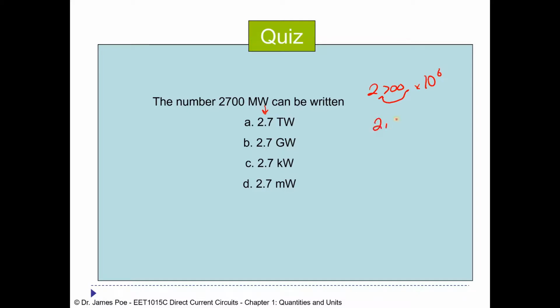So that's going to leave me with 2.7 times 10 to the something. This moved by 3 and it got smaller, right? 2,700 goes down to 2.7, it got smaller. So this is going to have to get 3 bigger. So that's going to leave me with 9, which is, yes, giga.